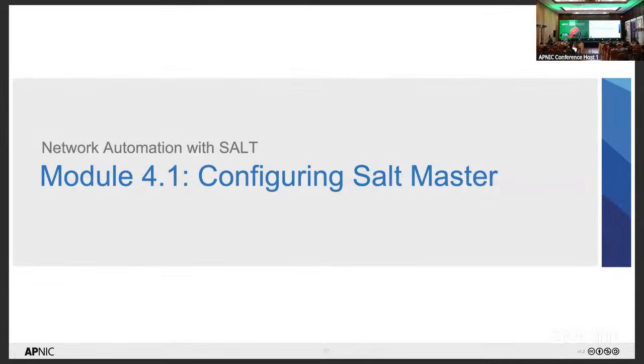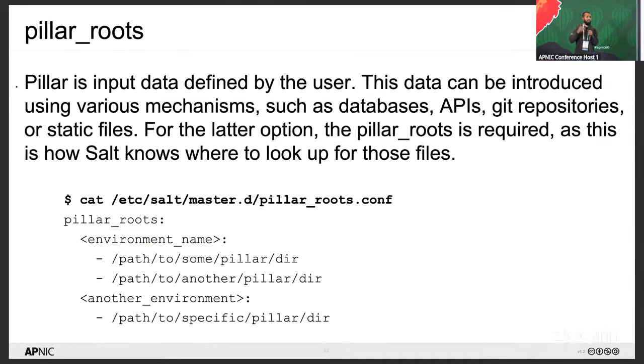Okay, how do we configure the master? When you install the master, there are a couple of things you have to do. One thing is where the configuration data will come from. Remember I said pillar is configuration data. So the first thing is where Salt will find your configuration data; you need to put it somewhere. And it can come from different sources. You can have an API connection and collect it from there. It could be in a Git repo, it could be in static files.